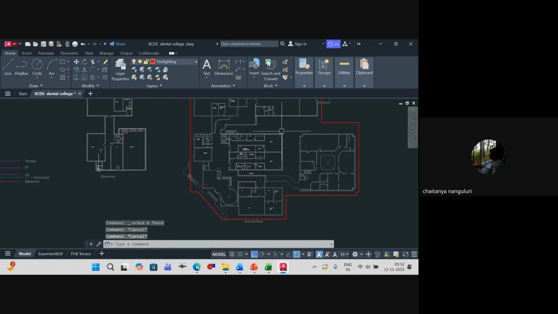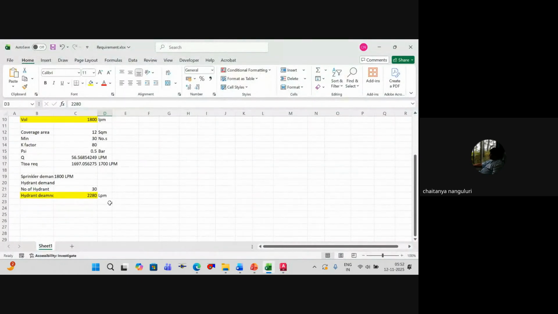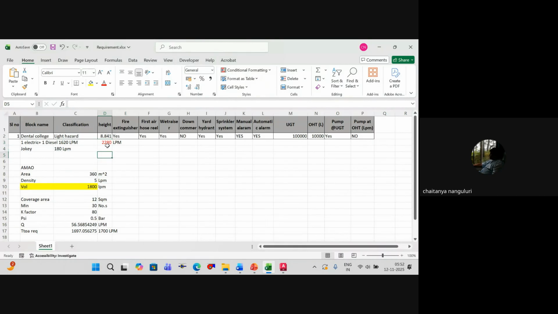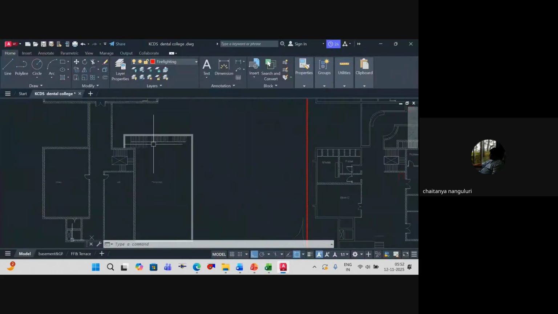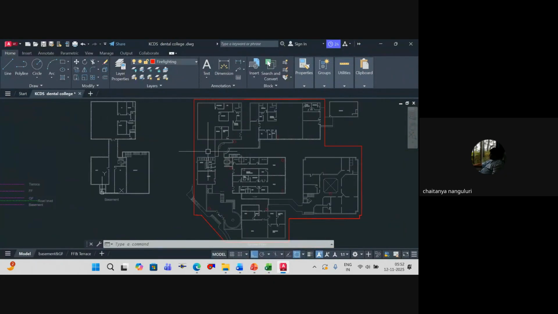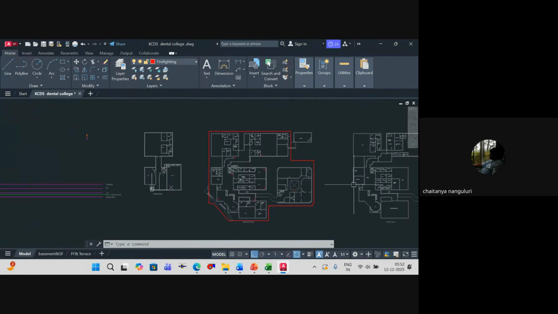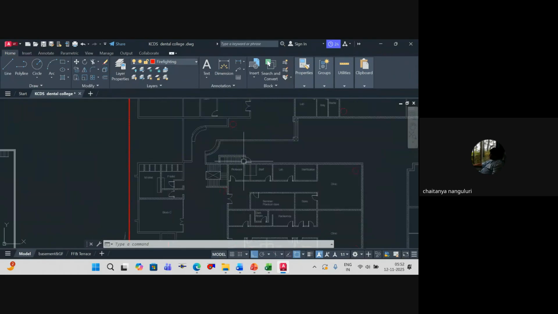Fine. So this particular one, if we do it, we came to know the value is 2280 LPM. Anyway, in our case, as it is external to the building, if you see, this is entirely the building, right? So from external to the building, there's an entry.